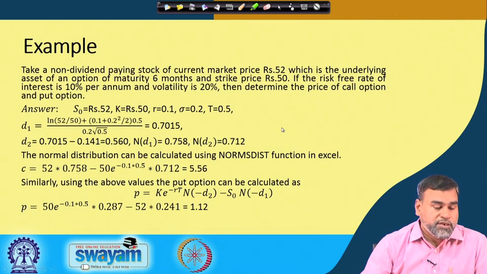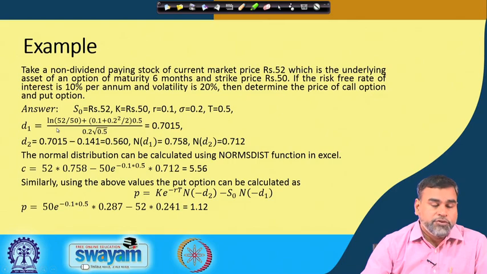So, let us see this example. There is a non-dividend paying stock, the current market price is 52, the underlying asset of an option of maturity 6 months, strike price is 50. If the risk-free rate of interest is 10% per annum and volatility is 20%, then determine the price of the call option and the put option. So, now S0 is equal to 52, K is equal to 50, R is equal to 10%, sigma is equal to 20%, T is equal to 0.5 because it is 6 months.